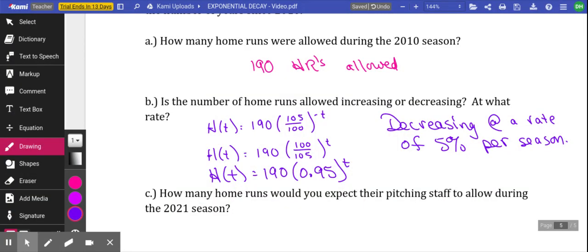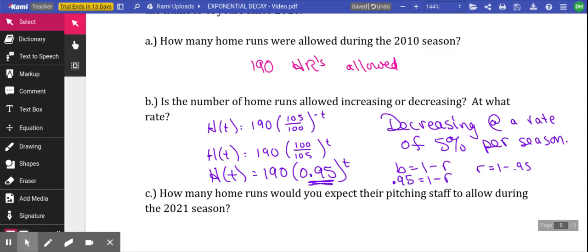How did I get 5%? Well, we're going to take our base. Remember that we said base is equal to 1 minus r? So if I took 0.95 and set it equal to 1 minus r, r is going to equal 1 minus 0.95, or in other words, 0.05, and then move the decimal place twice.